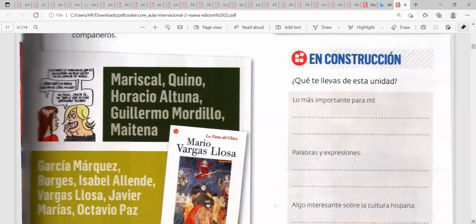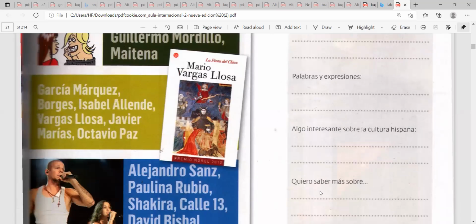Algo interesante. Okay, you have done this. Clear? And quiero saber, what you want to know more about. You can say, I want to know about Spanish culture, anything. I want to know about Spanish people and their taste, their living standard. I can say anything. Is it clear to you? So I can say, my team, quiero saber de los españoles y su gusto, su forma de vivir.